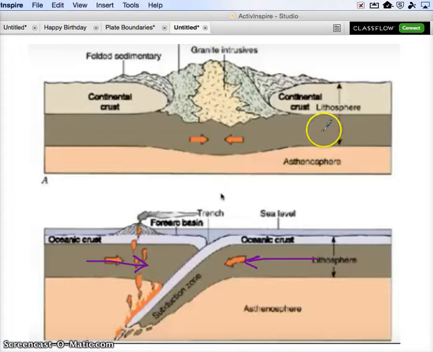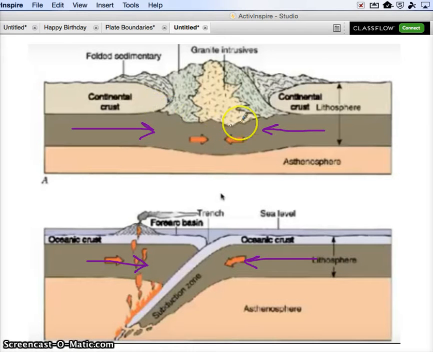If you look at the top picture, it is a convergent boundary because the plates are moving together. However, in this case, neither plate is oceanic crust. They are both continental. When two pieces of continental crust collide, neither will go down. And if they can't go down, there's no place to go but up.